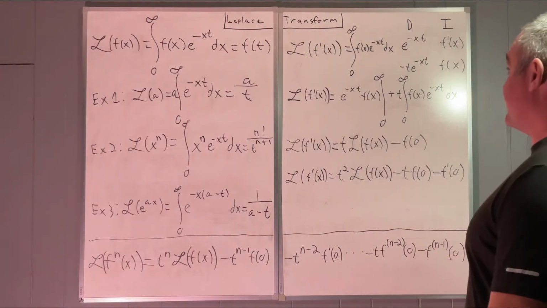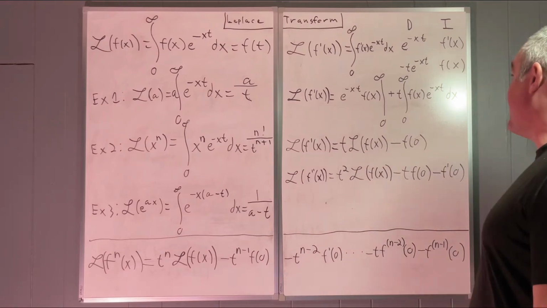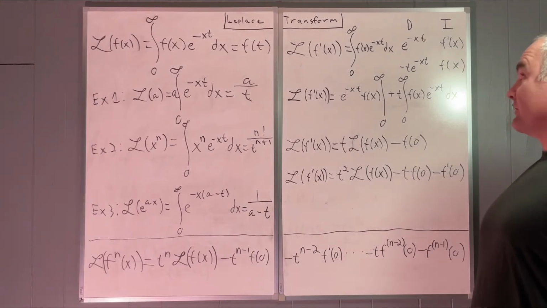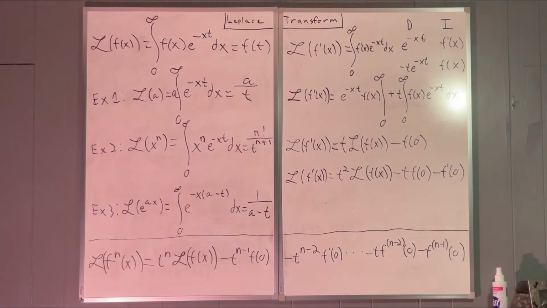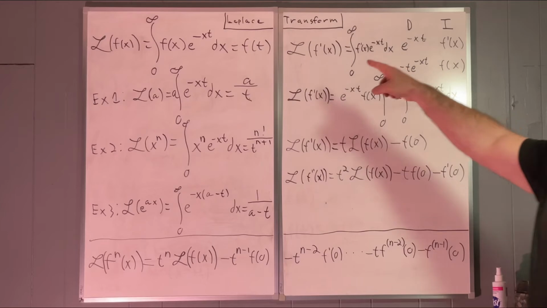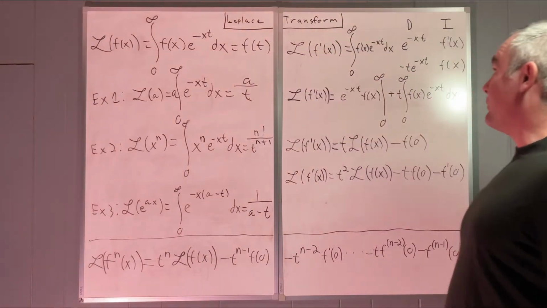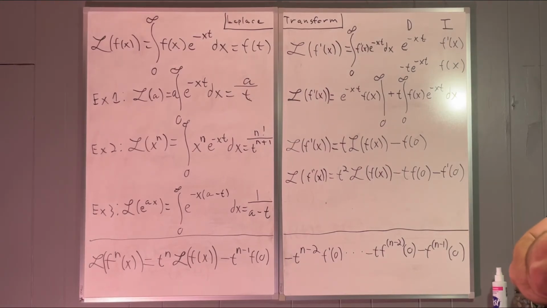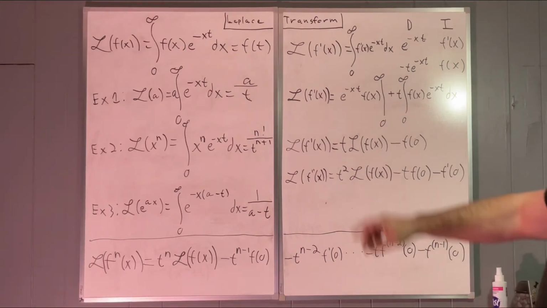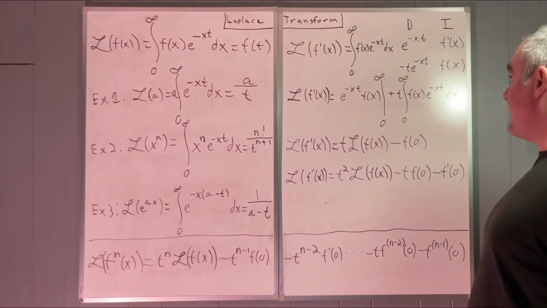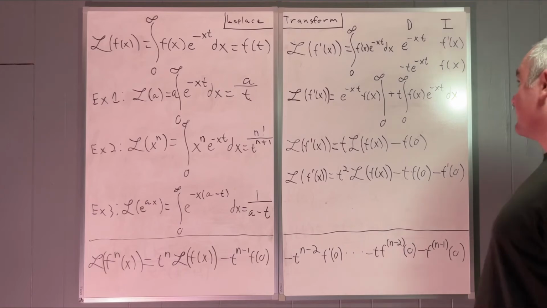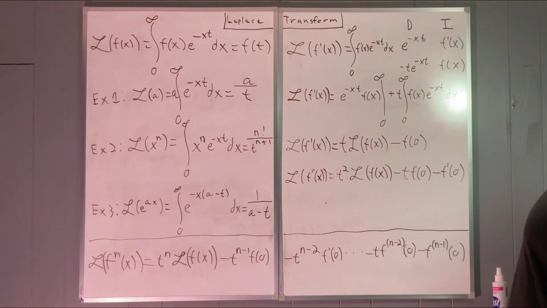One of the big ones, though, that I think I might utilize in later videos is Laplace transforms of derivatives. So let's just start with this. We're going to take the Laplace transform of the derivative of some function of x. So the Laplace transform of f prime of x. All we do is plug it into our equation there. So the Laplace transform of f prime of x is equal to the integral from 0 to infinity of f prime of x times e to the negative xt dx.